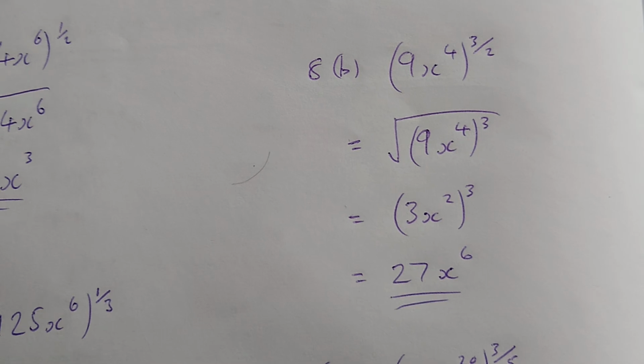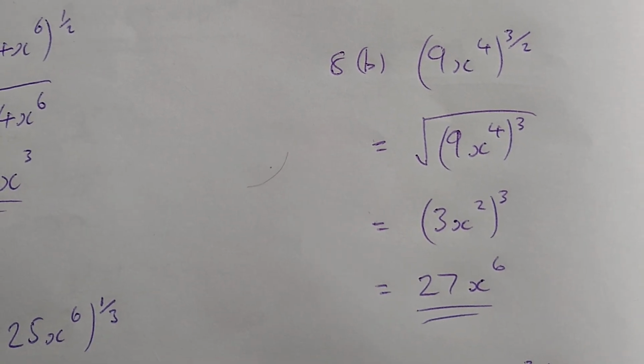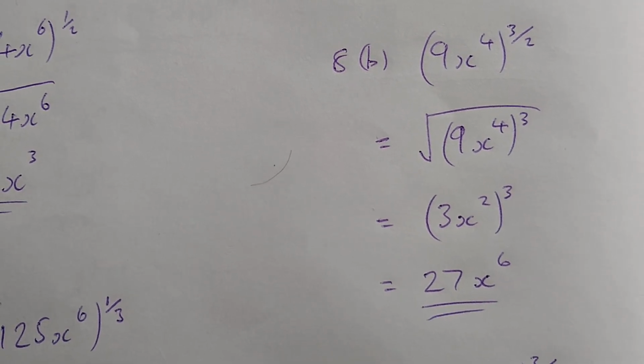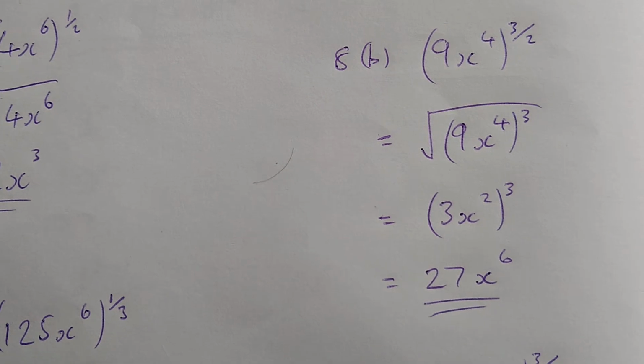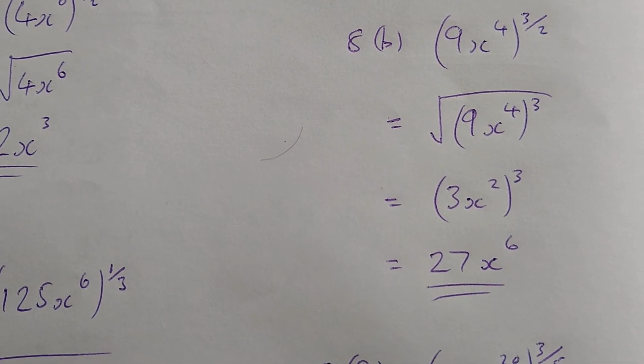Let's have a look at 8b. So here the power, the fractional index, is 3 over 2. The top number is the power, which is a 3. The bottom number is the root, which will be the square root because it's a 2. So let's take the square root of 9x to the 4. The square root of 9 is 3.